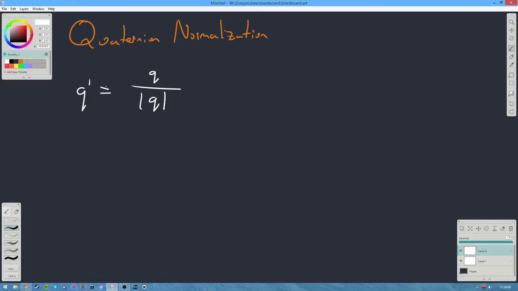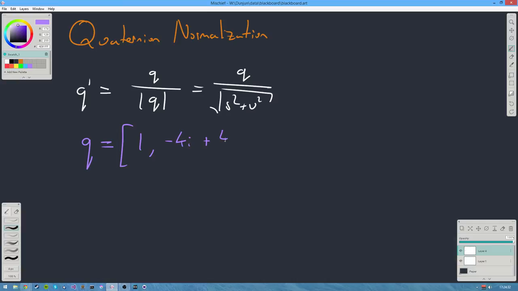And we could also represent that as Q over the square root of S squared plus U squared, yeah? And that will be our Q prime, our normalized quaternion. So let's give an example, yeah? Example purple. So let's say Q is 1 minus 4i plus 4j minus 4k.